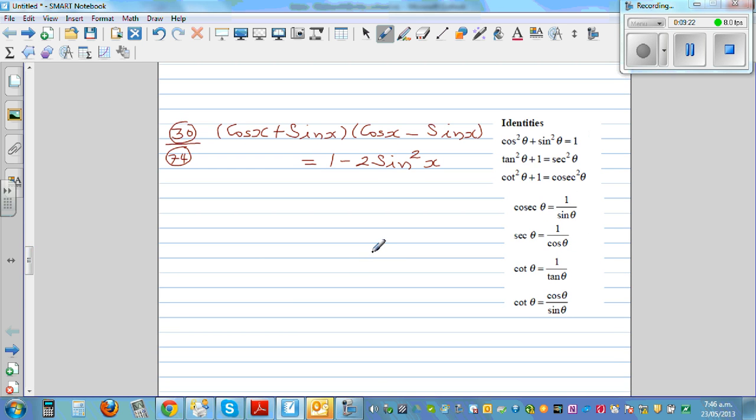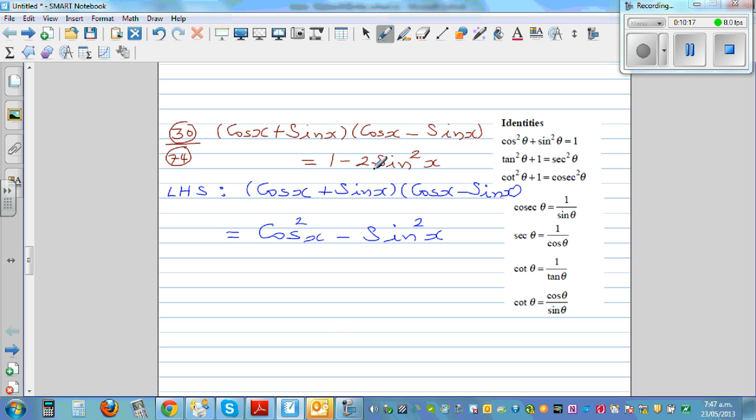Okay, the next question, (cos x plus sine x) times (cos x minus sine x). Let me write the left hand side. Cos x plus sine x times cos x minus sine x. So let's expand this out. You'll have cos times cos is cos squared x. Then minus cos times sine plus cos times sine, that will get cancelled, and then you've got minus sine squared x. Cos squared x minus sine squared x.